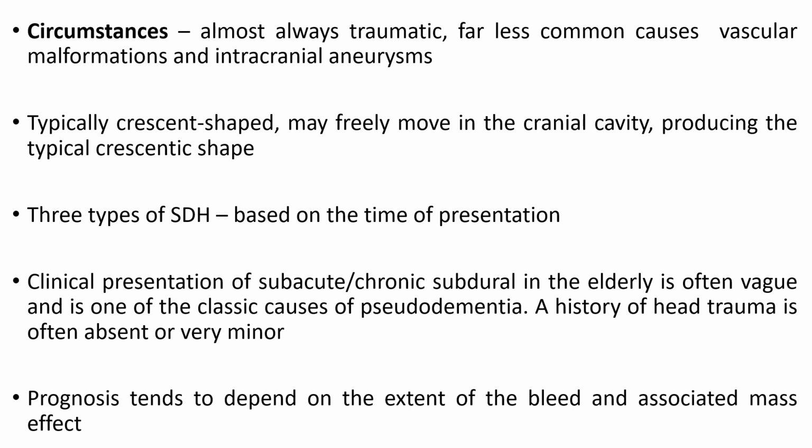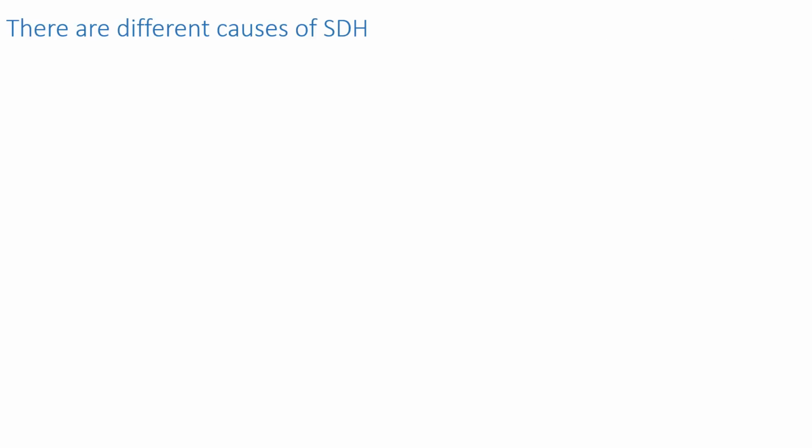There may be three types of subdural hemorrhages based on the time of presentation. So these are the three stages: acute, subacute, and chronic. Prognosis tends to depend on the extent of the bleed and associated mass effect.